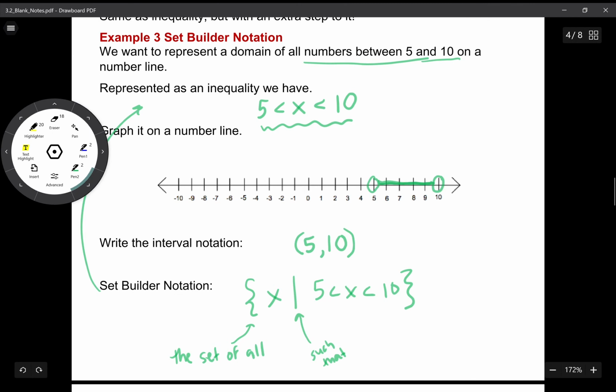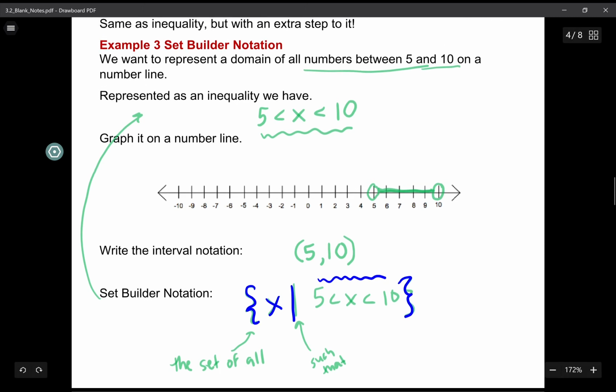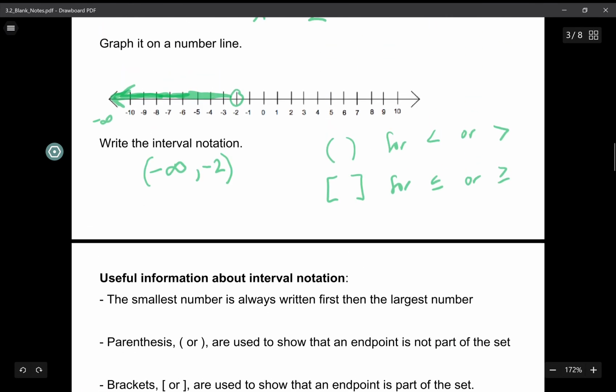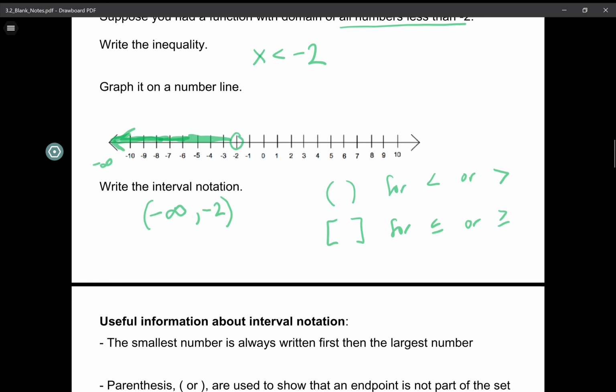These parts of set builder notation that I'm going to highlight in blue are always going to be the same. The set of all x such that, and then you close the brackets. The part in here is where you put your inequality that describes your domain. So let's go back and put this last example in set builder notation. If we look at the inequality, it is the set of all x such that, and now we just plug our inequality in. x is less than -2. Close your brackets. So that's set builder notation.